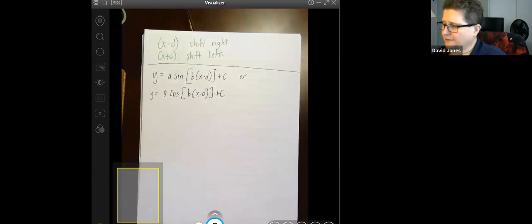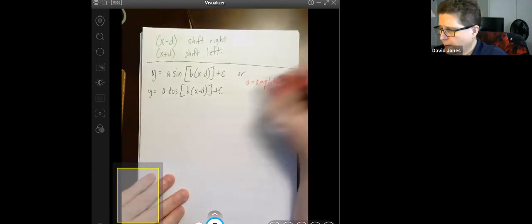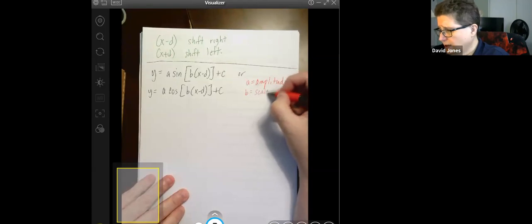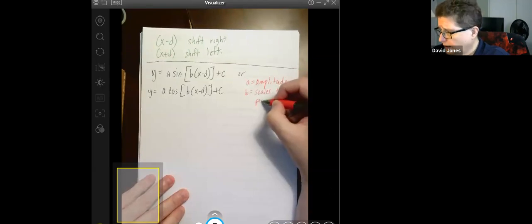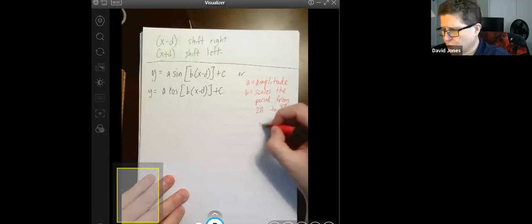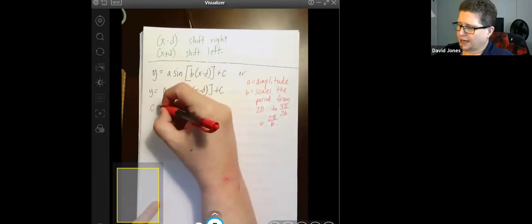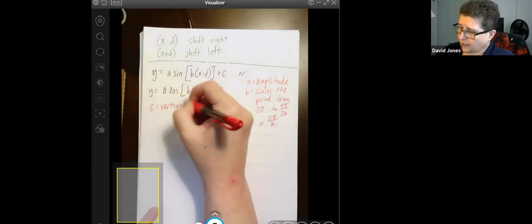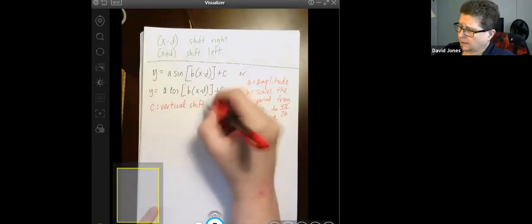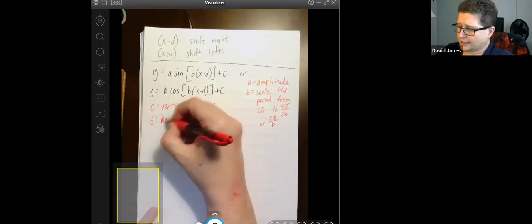Again, the same stuff that we had before. a equals amplitude. b scales the period from 2 pi to 2 pi over b, or 4 pi over 2b if you learned it that way. c results in a vertical shift up. And d is a horizontal shift right.